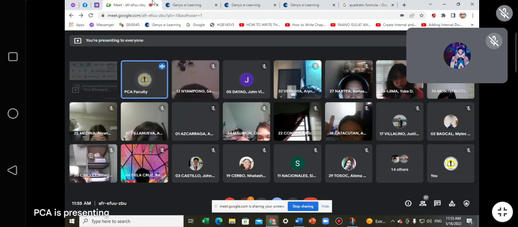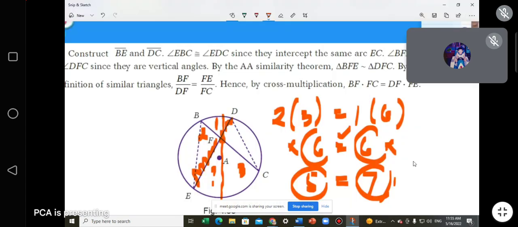Let's go now there. So we're done with that one. It's not emphasized there, the actual length of the measurement of the length of the chords. Okay, so we go to the next.